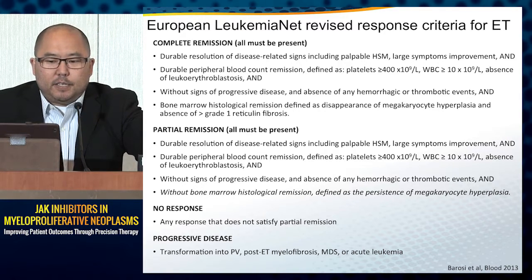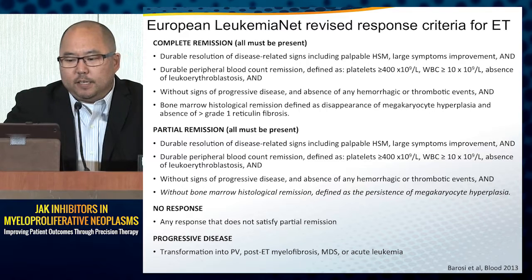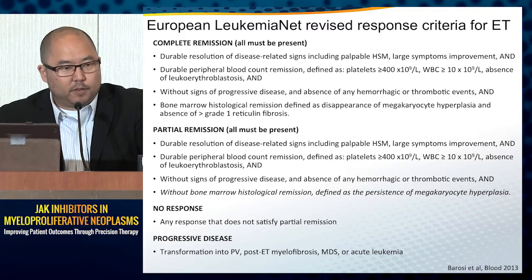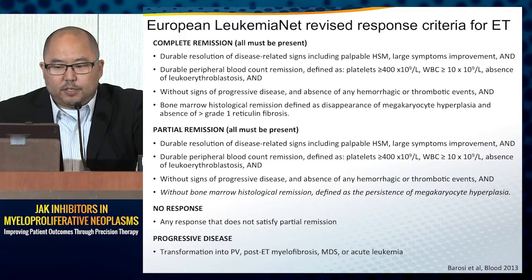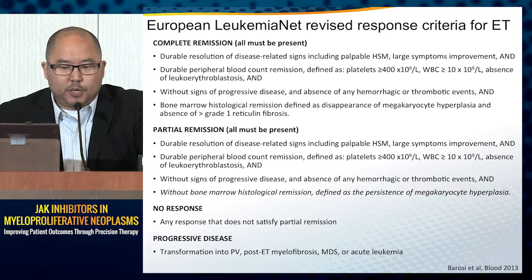And this is the ELN response criteria for ET, perhaps strictly speaking more relevant for clinical trials, but I think this is a good illustration of the various things we would consider as treating physicians. So, if you go through the criteria here, in an ideal situation with a complete response, you would want all disease-related signs to disappear, including palpable hepatosplenomegaly if the patient has it, symptoms to go away, and the counts to normalize. Of course, no evidence of progression, and also no hemorrhage or thrombosis due to the ET, and the bone marrow to morphologically go into remission.